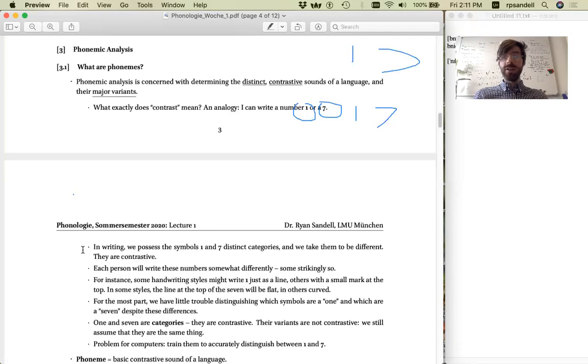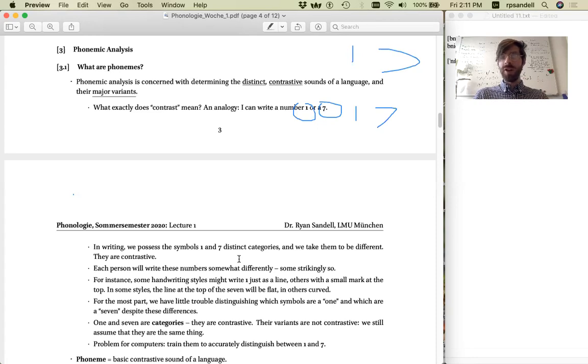So in that sense, we can say that the symbol for the number 1 and the symbol for the number 7 constitute categories. They are contrastive. There are lots of different variants for these categories, as I said, the way in which each person's handwriting shows a number 1 and a number 7. Those can be taken to be variants, but we can recognize them as a 1 and a 7.